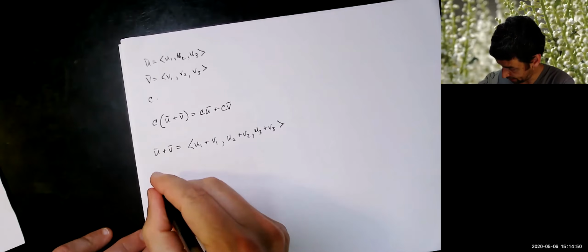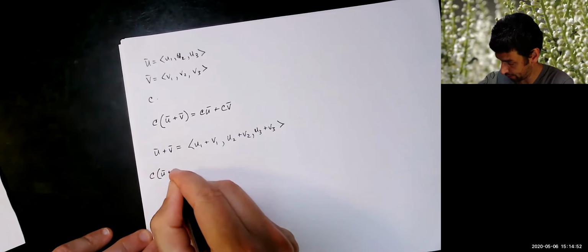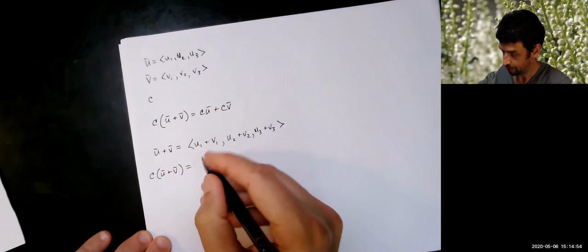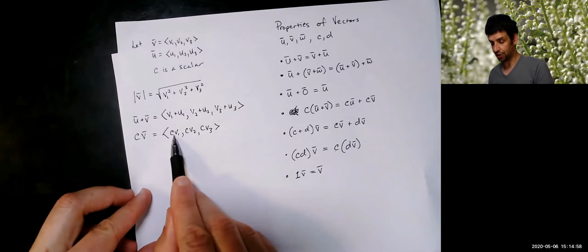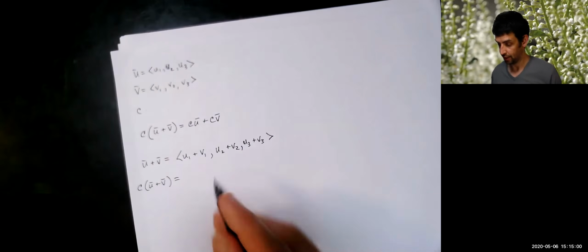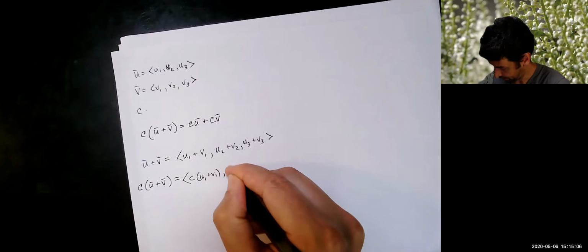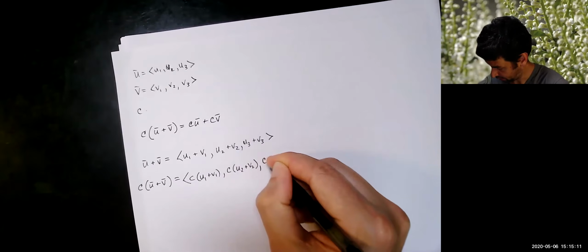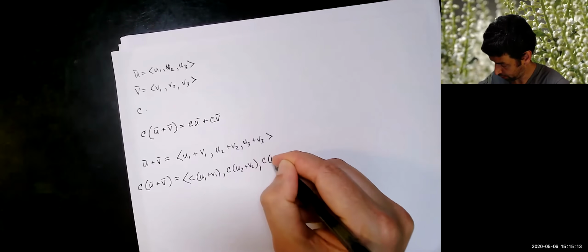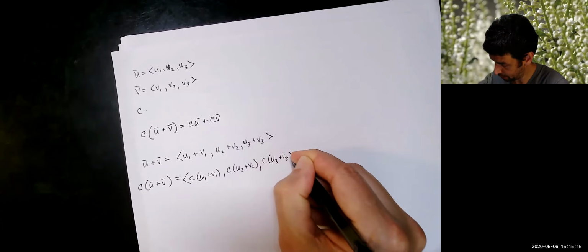And then if I take C times this, the rule is I just multiply each component by C. So I'm going to multiply each of these components by C. C times U1 plus V1, C times U2 plus V2, and C times U3 plus V3.